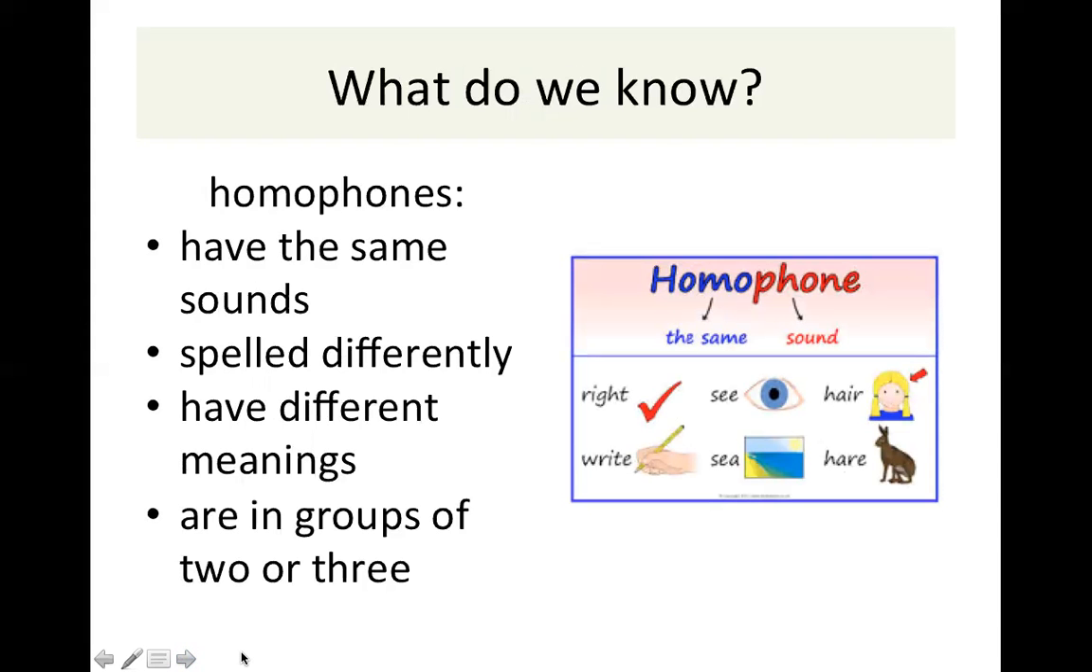So let's go ahead and take a minute to discuss what we already know about homophones. As we previously discussed in our lessons 1 and 2 in class, we already know that homophones have the same sounds. They are spelled differently and have different meanings. Homophones usually are in groups of 2, so pairs, or they can occasionally be in groups of 3.